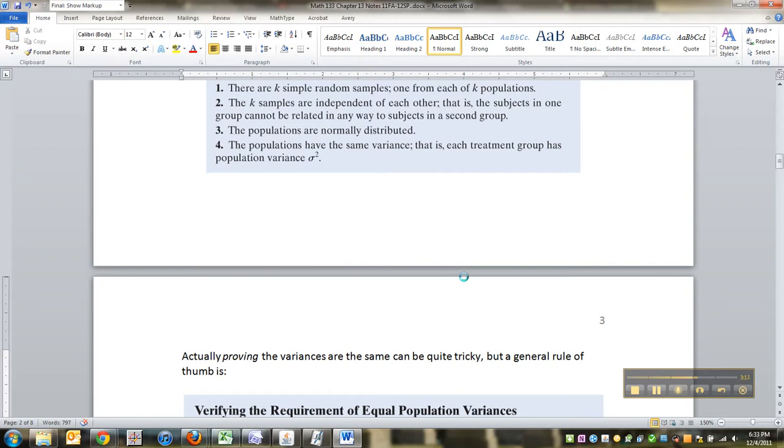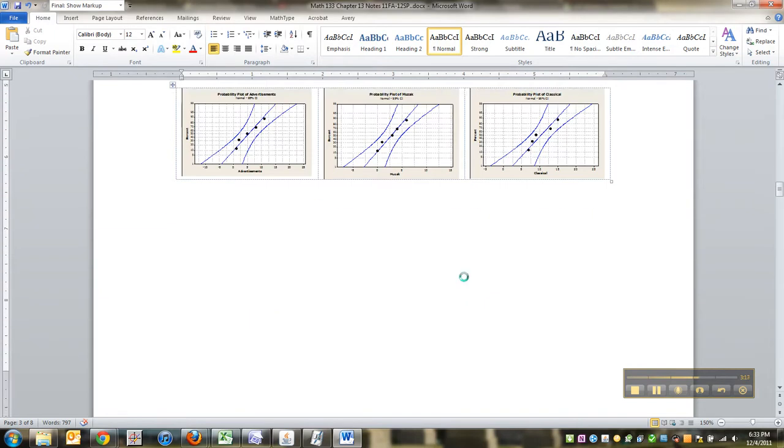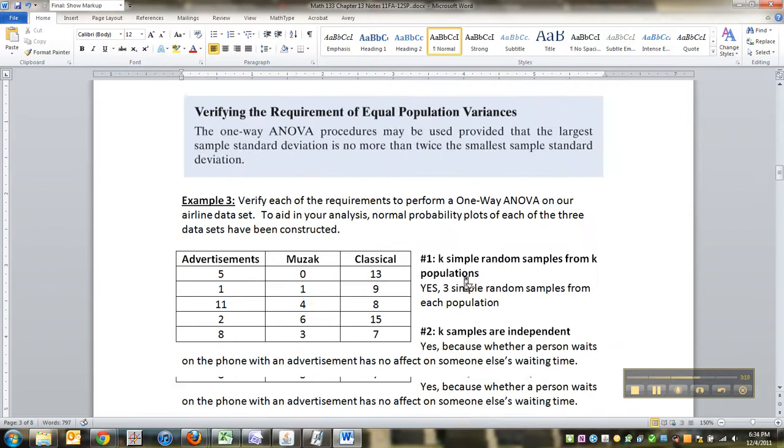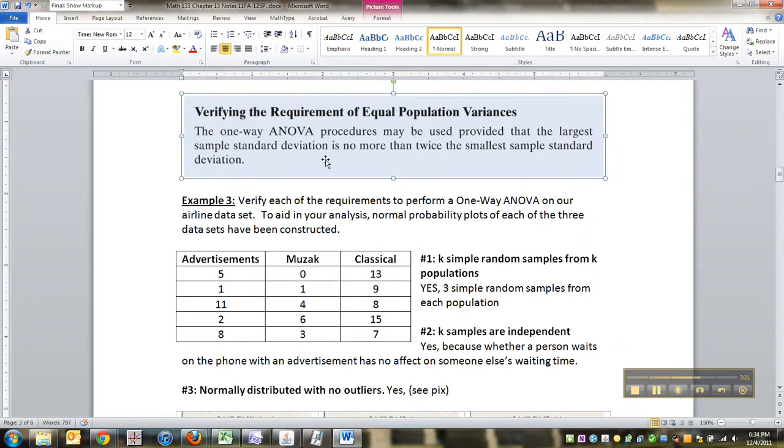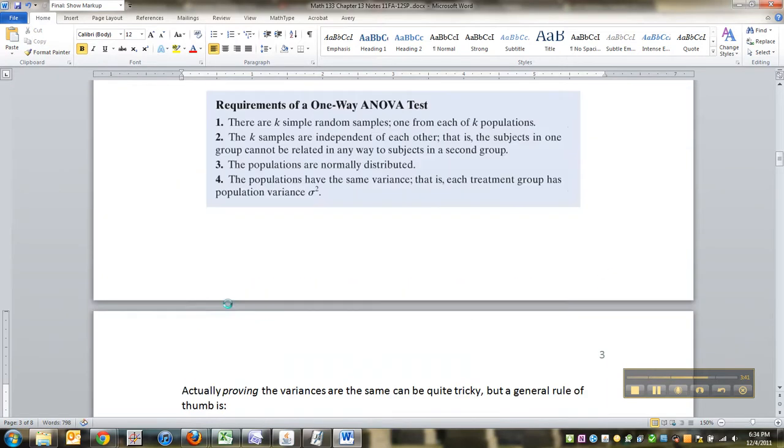Step 4, the populations have the same variance. That's actually a really complicated thing, and we're not going to get into it too much. All we're going to do is what they said, which is the sample standard deviation is no more than twice the smallest sample standard deviation. So let me write it out. This is not a formal test. There is a formal test for it, and we're not doing it because it's long and involved. As a matter of fact, it's the beginnings of section 11.4, if you want to go back and look at it.